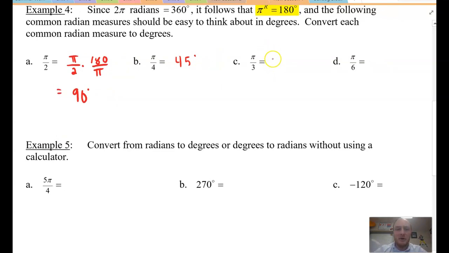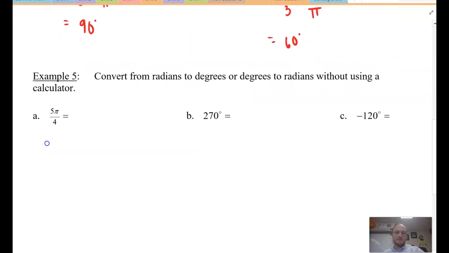Okay, pi over 3, same thing. I can multiply by 180 over pi. 180 degrees, because I want degrees on top, and I want to divide by the radians, so I cancel the radians. And this will give you 60 degrees. And then pi over 6, hopefully that's the other angle that you remember in the unit circle, that is 30 degrees.